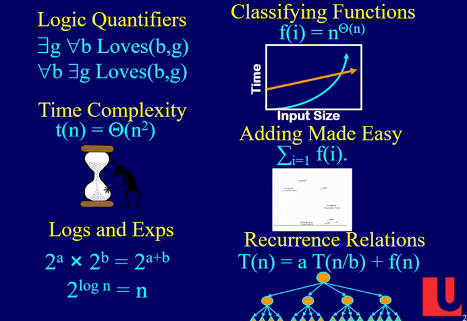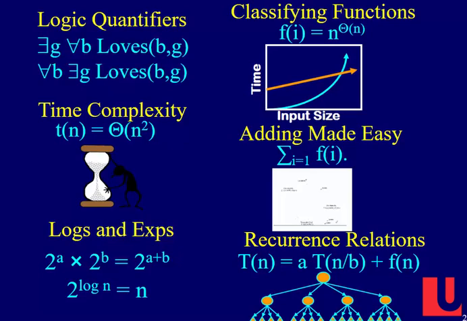So I compare this number to this number. Each of these is a number. I compare those two numbers, and if this number is bigger, then that's the answer. If this number is bigger, then that's the answer. If these two numbers are equal, then you add on an extra factor of log n. Everybody got that?